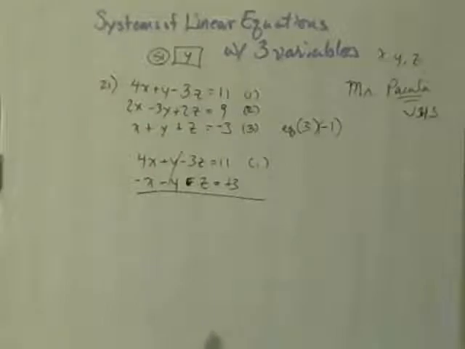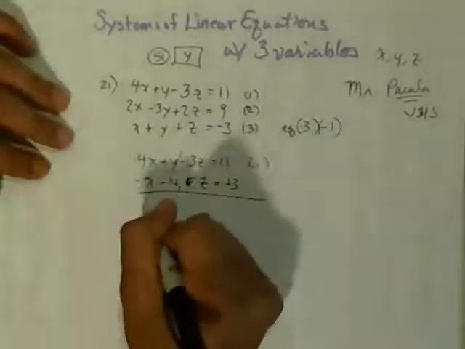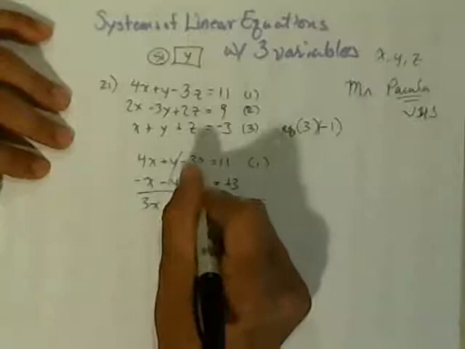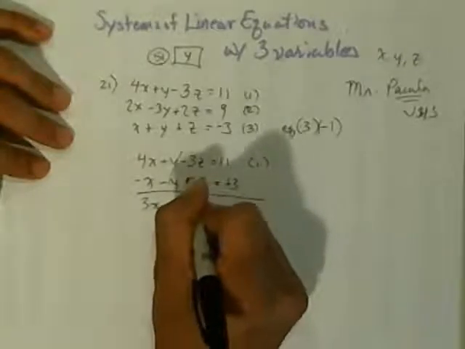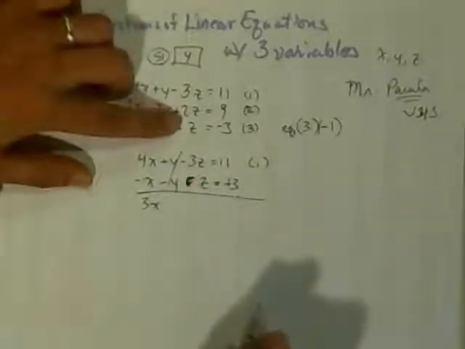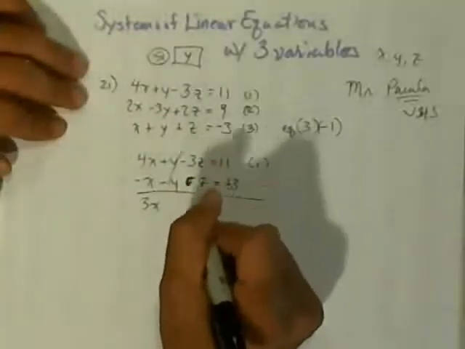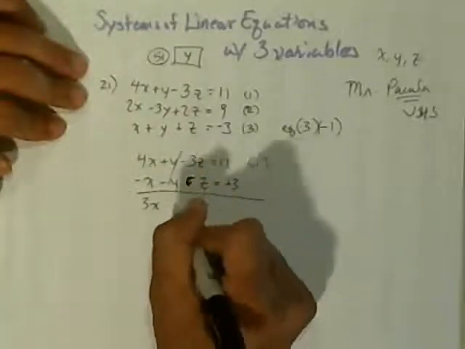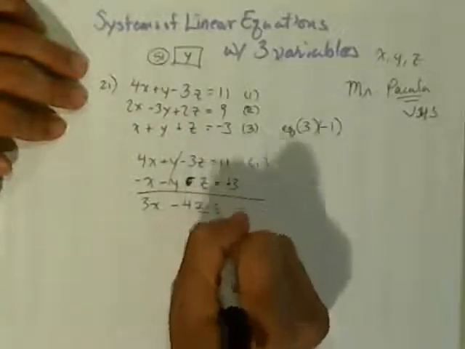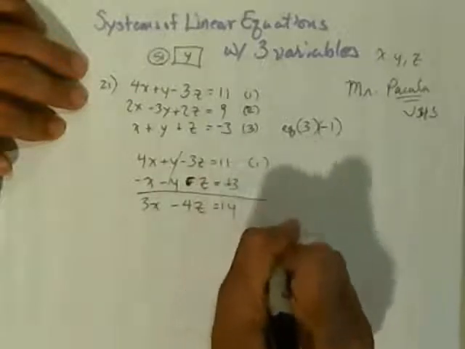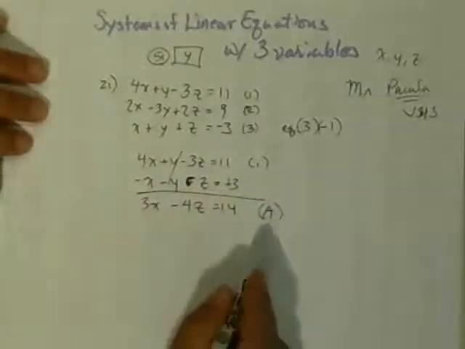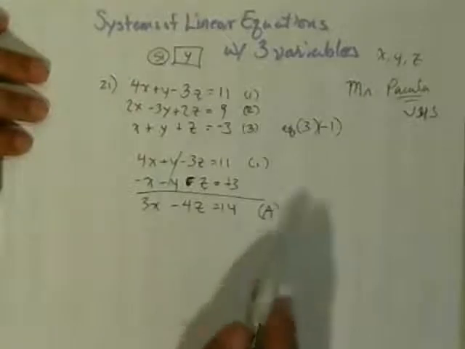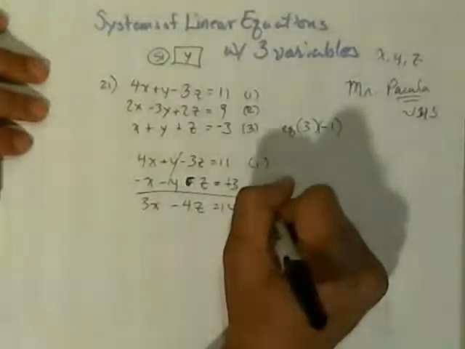That's called the linear combination method. So you have 3x, and then negative 3z minus z is minus 4z. When I add them up, that becomes 14. I'm going to call this equation A. We used equation 1 and equation 3.